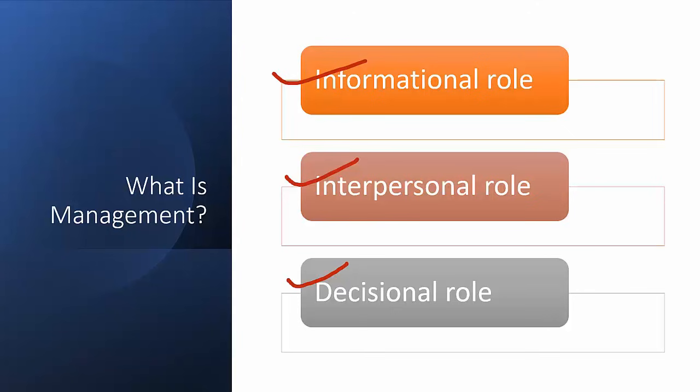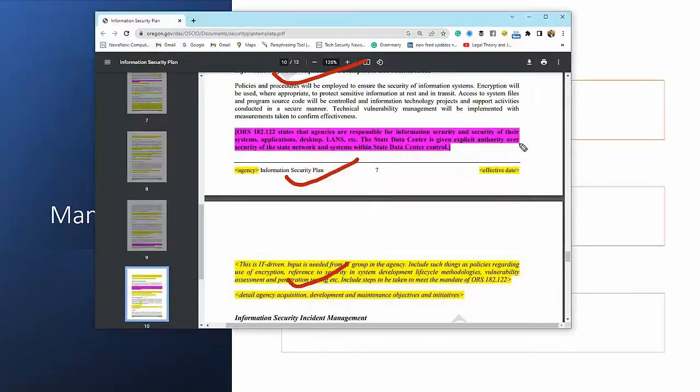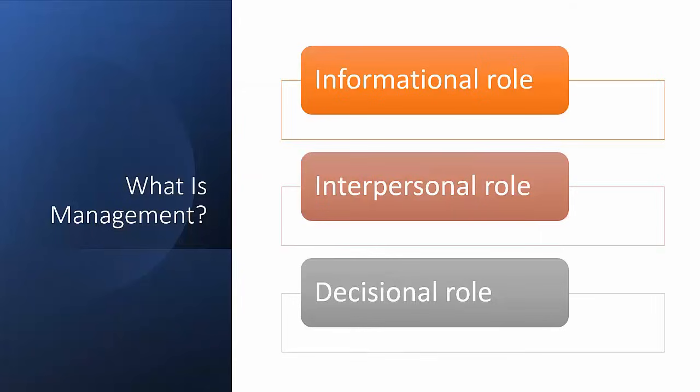Now, if you take an example of the informational role, it is actually referenced from multiple books. If I take an example of the informational role, they act like a monitor, disseminator, and spokesperson. They are called an informational role.